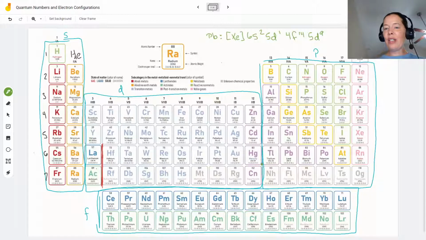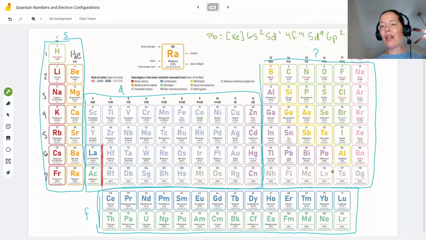Because once I cross this line, I'm now back in my P block. So I have switched orbitals. So these are my P's. These are my 6 P's. I'm going over to lead, so I have 1, 2 electrons. And that is your electron configuration for lead.